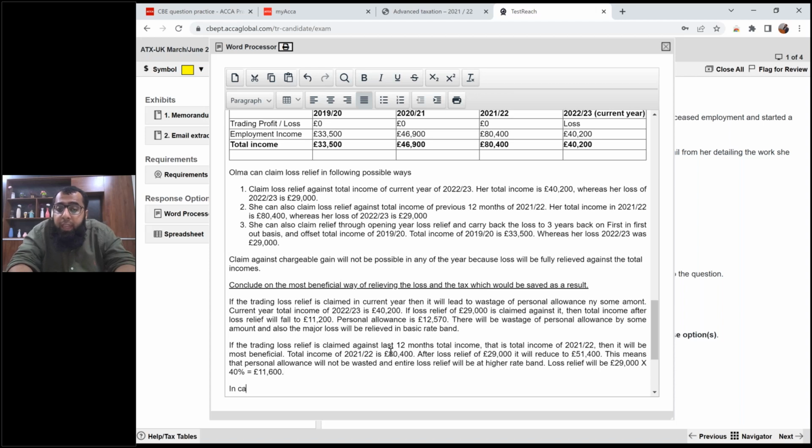Okay. In case of opening year loss claim, there will be personal allowance wastage. Why will there be personal allowance wastage?